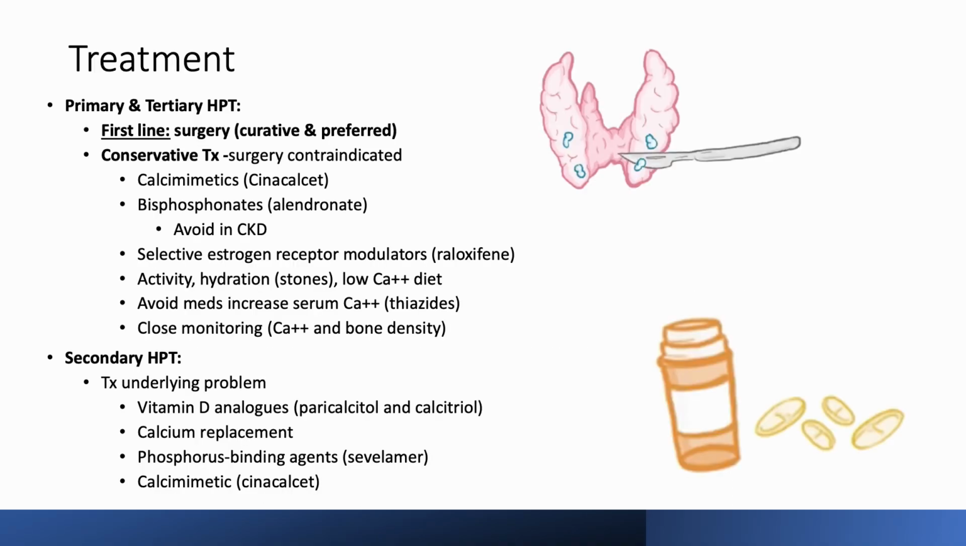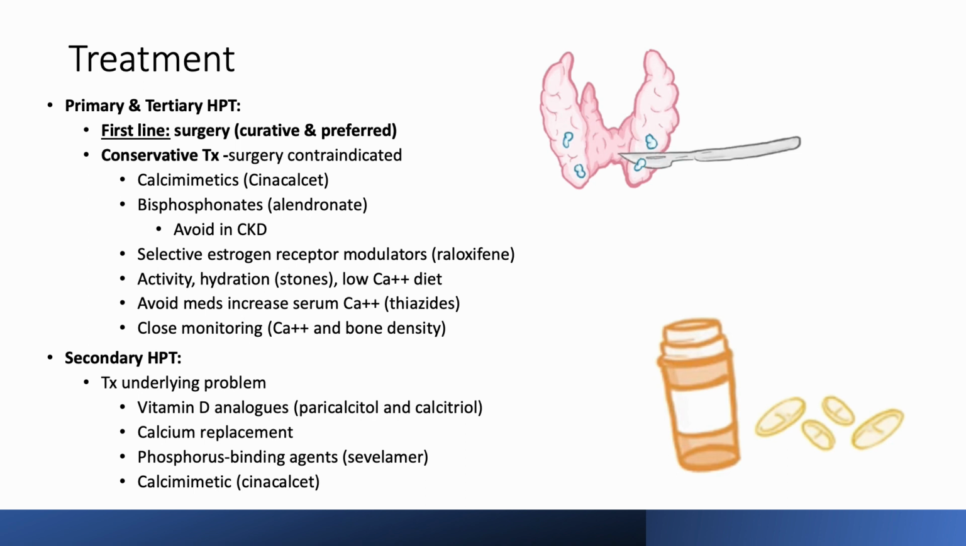Okay, let's talk about treatment. Like I said, if it's primary, our first line is going to be surgery. It's preferred, especially because 85% are adenomas. You excise that, and that is hopefully curative. Okay, and that's done for primary and tertiary hyperparathyroidism.